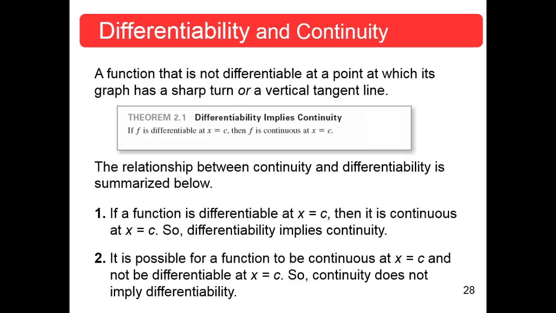The relationship between continuity and differentiability is summarized below. If a function is differentiable at x equals c, then it has to be continuous at x equals c. So differentiability implies continuity. It is possible for a function to be continuous at x equals c but not be differentiable at x equals c, so continuity does not imply differentiability. And smoothness would imply it, but not if you have a vertical tangent anywhere.